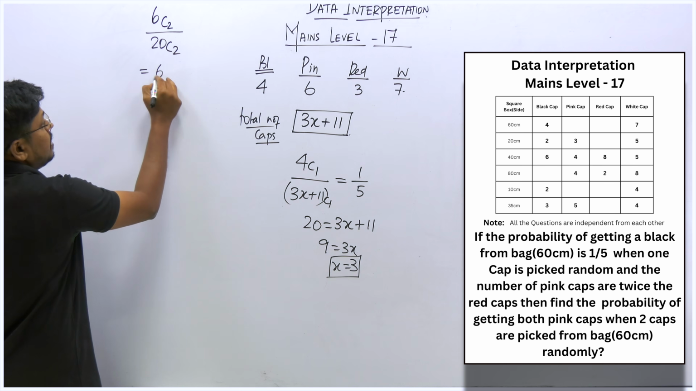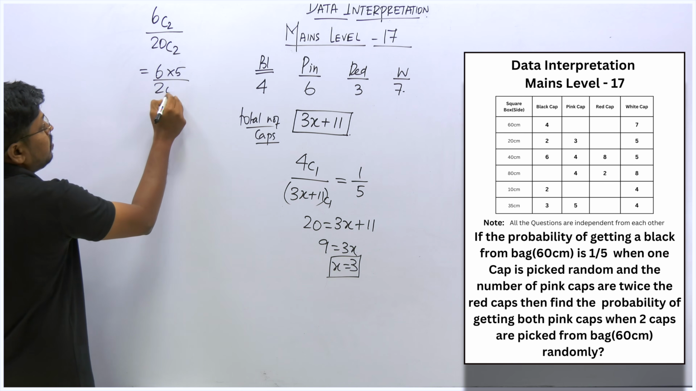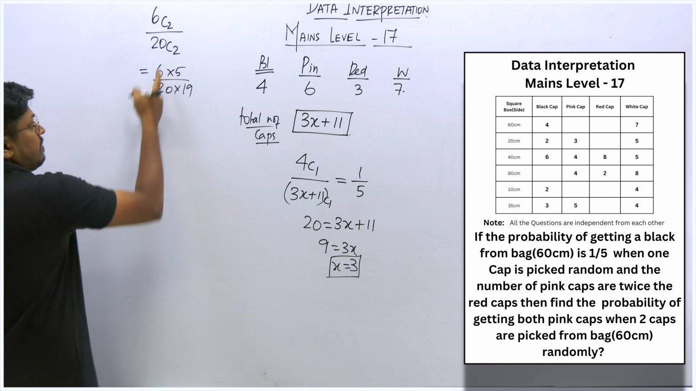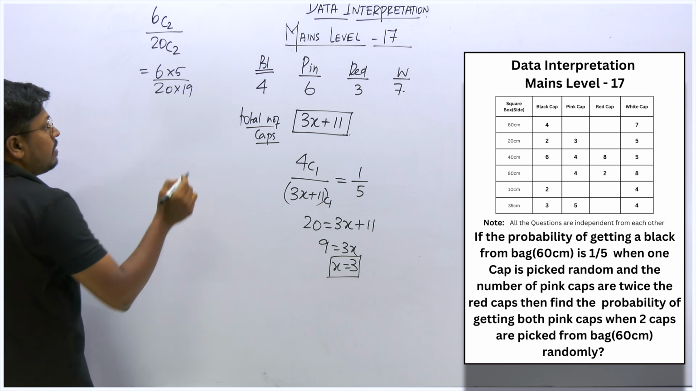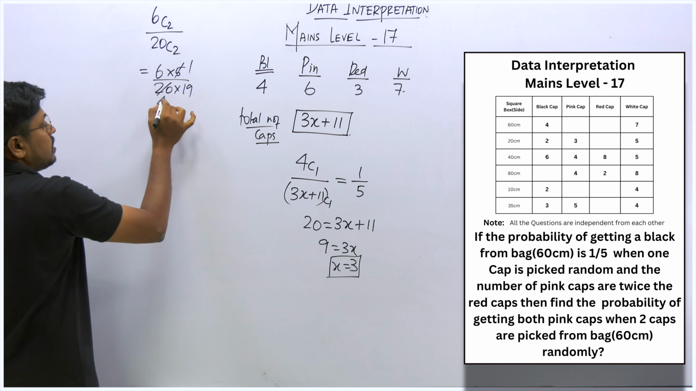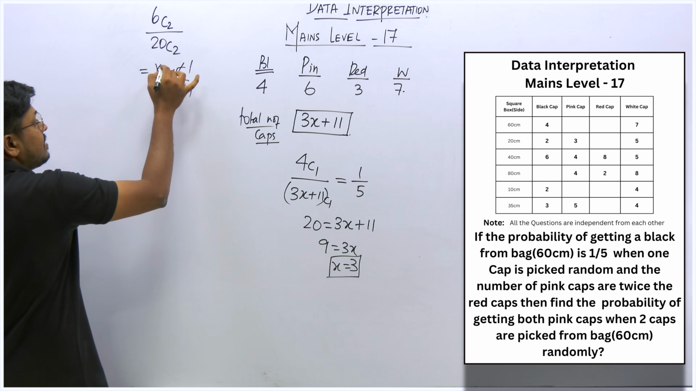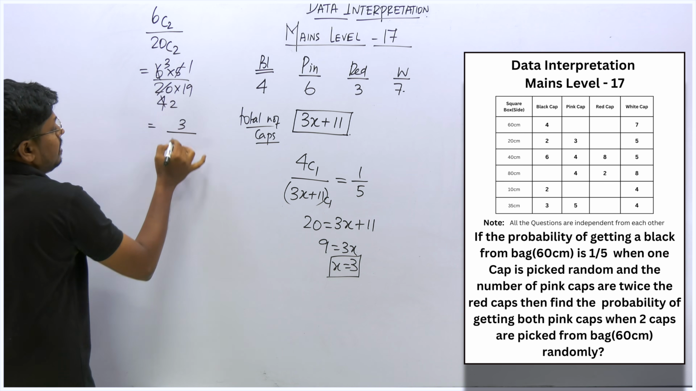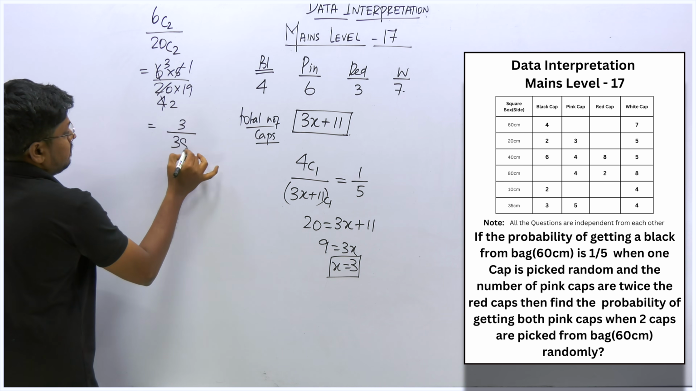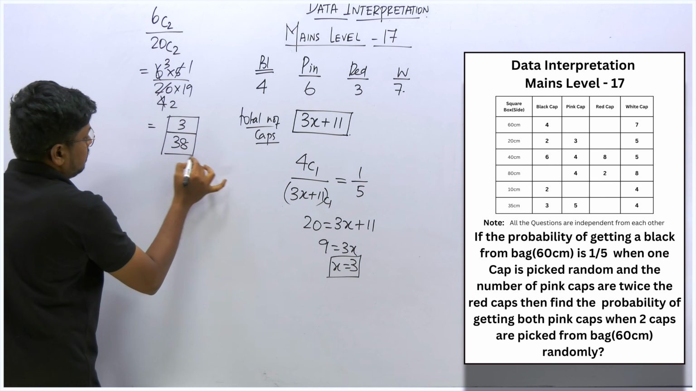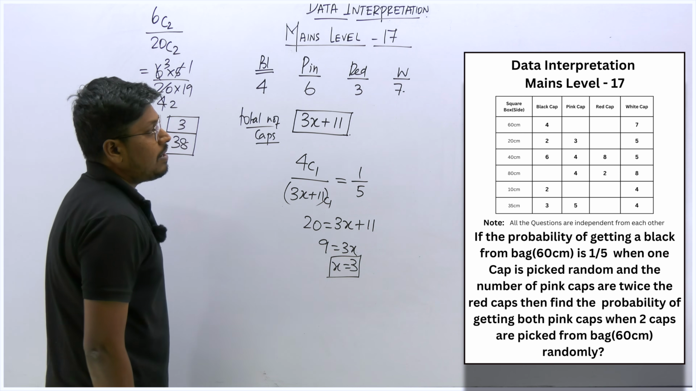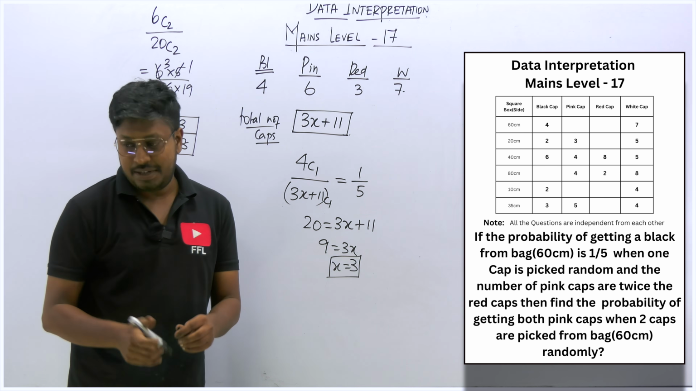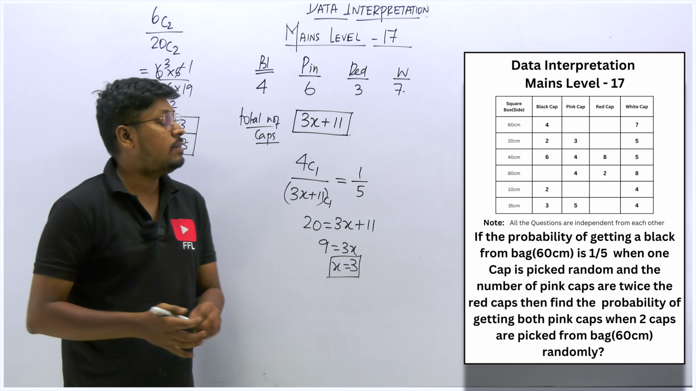So we can solve it. 6 into 5 divided by 20 into 19. So we can cancel the denominator by 2. So 1 5s are 5, 5 4s are 20. Cancel this on the other side too: 3 2s are 6, 2 2s are 4. So the answer will be 3 divided by 38. So this will be the answer for the last question, right? Okay.